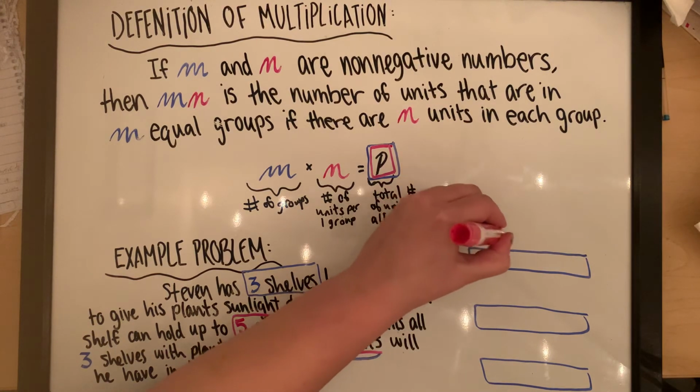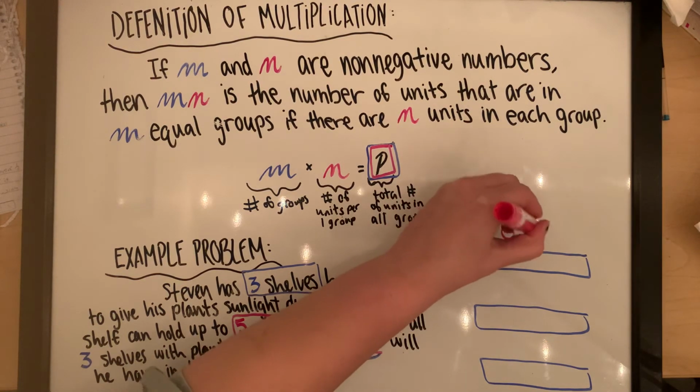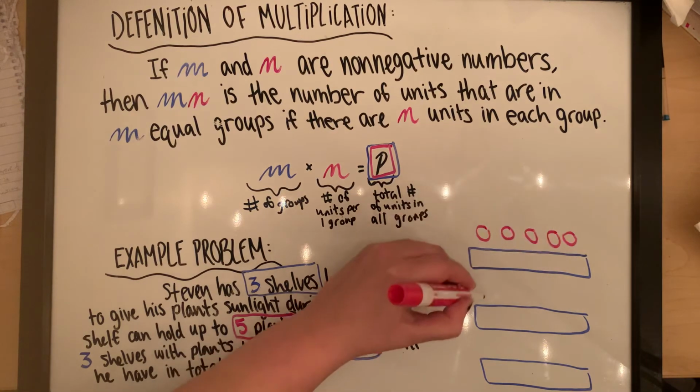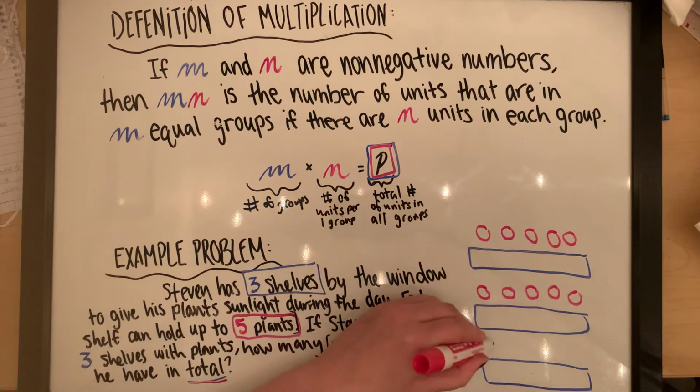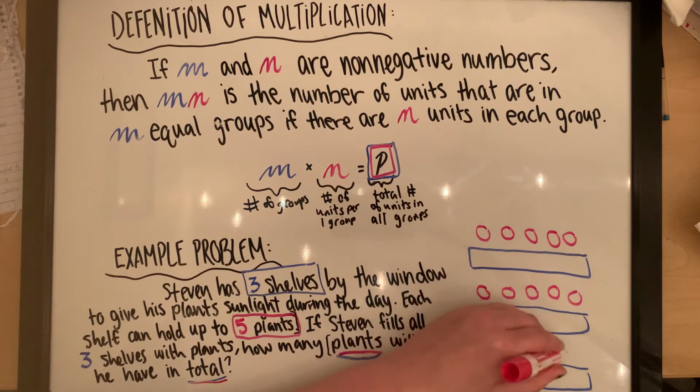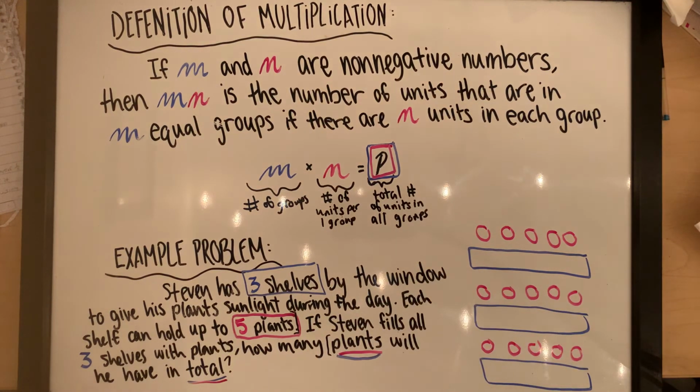1, 2, 3, 4, 5. 1, 2, 3, 4, 5. 1, 2, 3, 4, 5. So we've maxed out our shelves, and now we can solve this.